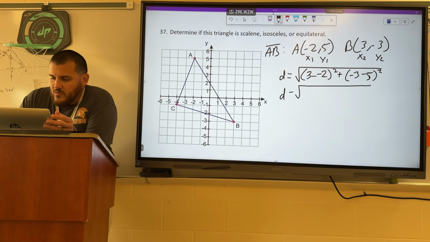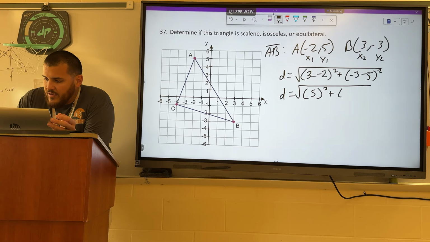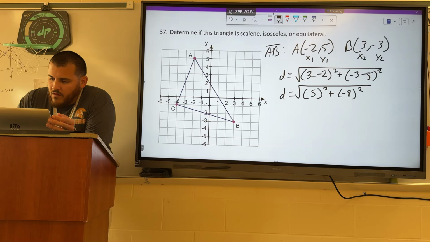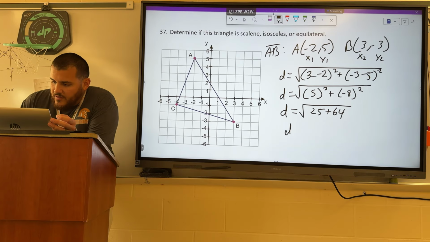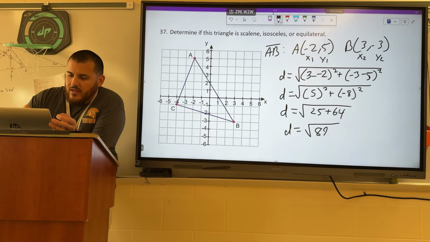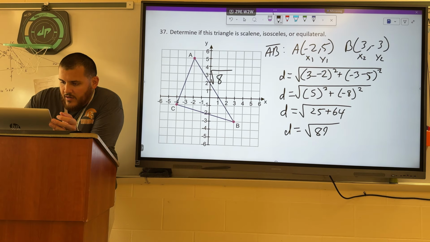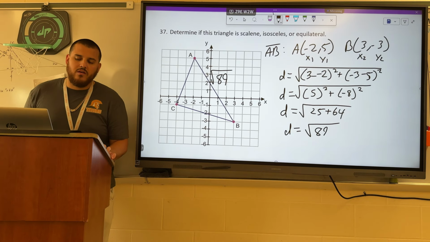Order of operations, we need to do parentheses first. 3 minus -2 is +5. -3 minus 5 is -8. 5 squared is 25. -8 squared is 64. We add those together, we get the square root of 89 as our exact value. I'm going to go ahead and label that here on our graph. Side AB is the square root of 89.